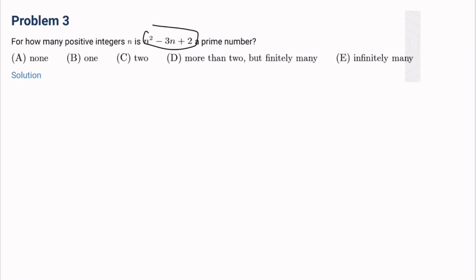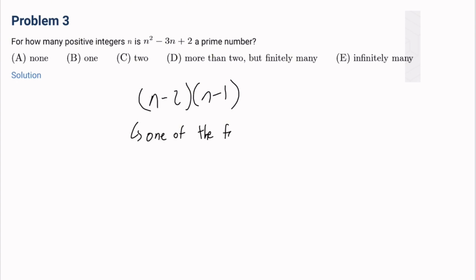Number 3, for how many positive integers n is this a prime number? Okay, so this can be factored into n minus 2 and n minus 1. And for this to be a prime number, one of the factors has to be 1, because a prime number's only factors are 1 and itself, right? And so we have two choices. This can be 1 or this can be 1, right? So let's say n is equal to 2 to make this one 1. That will make this whole thing 0, right?